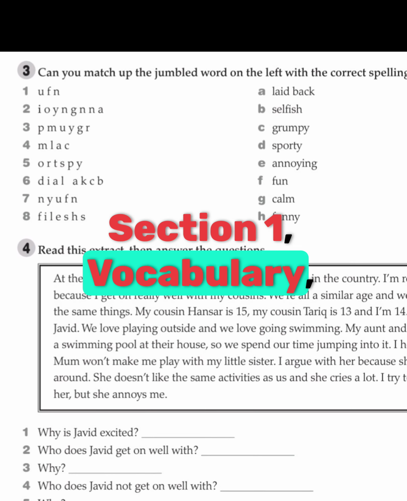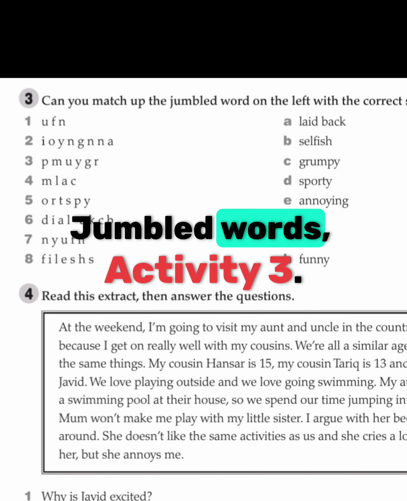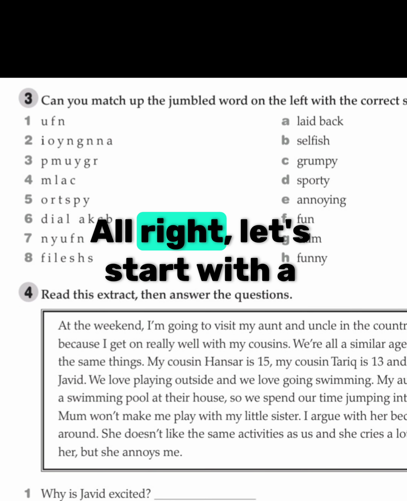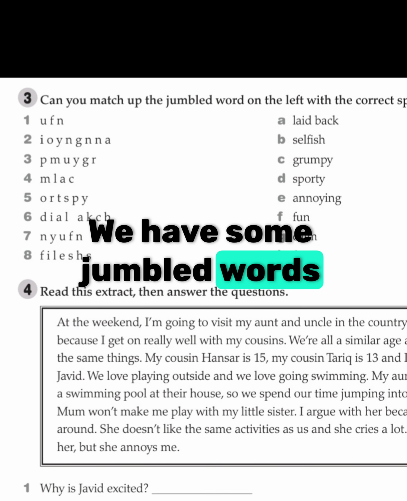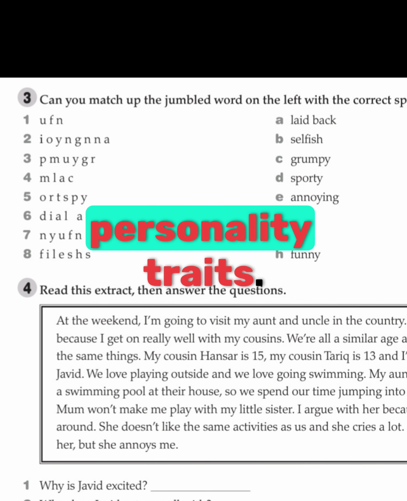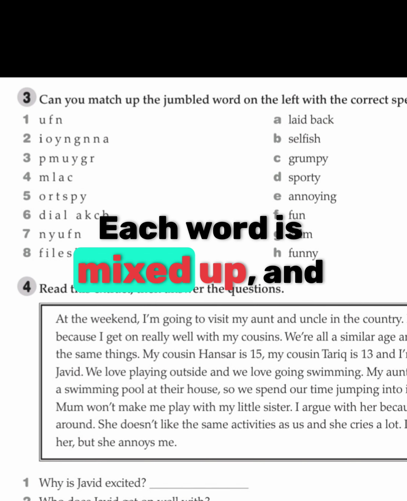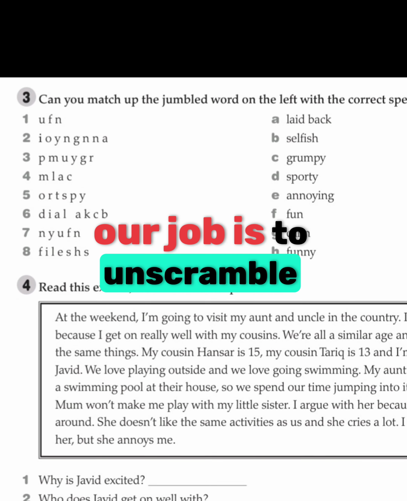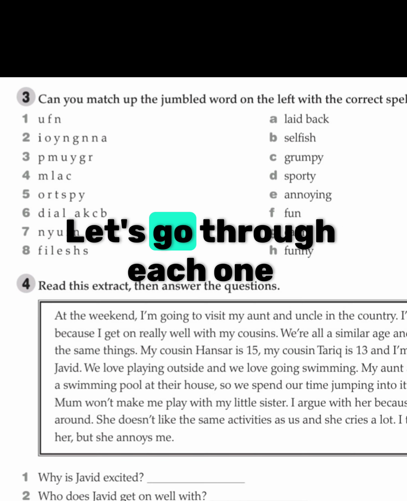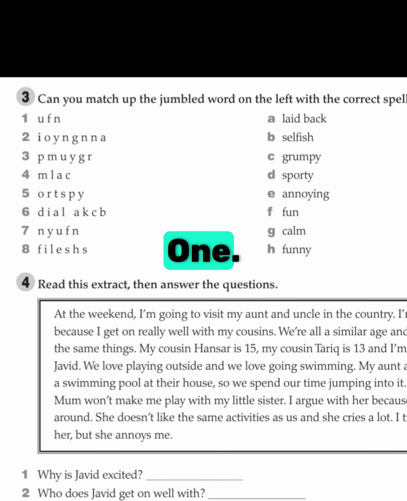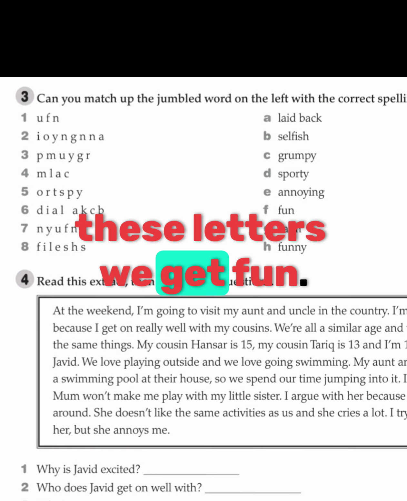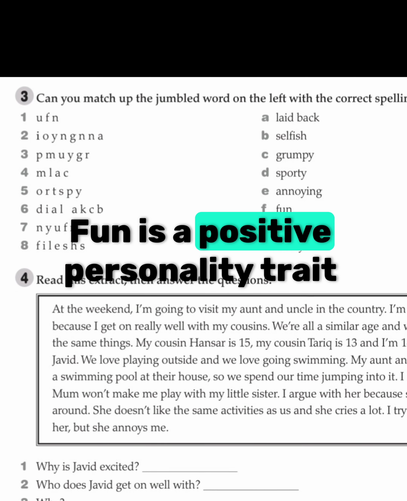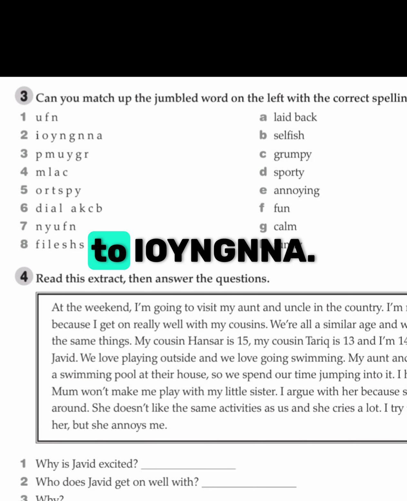Section 1, Vocabulary, Jumbled Words, Activity 3. All right, let's start with a vocabulary puzzle. We have some jumbled words here that describe different personality traits. Each word is mixed up, and our job is to unscramble them. Let's go through each one together. 1. UFN. Rearranging these letters, we get fun. Fun is a positive personality trait. 2.